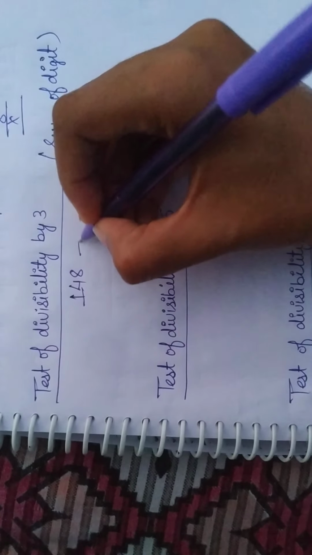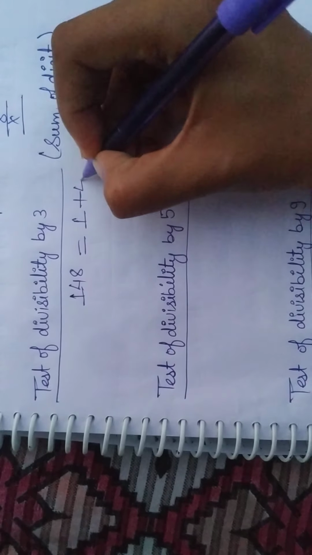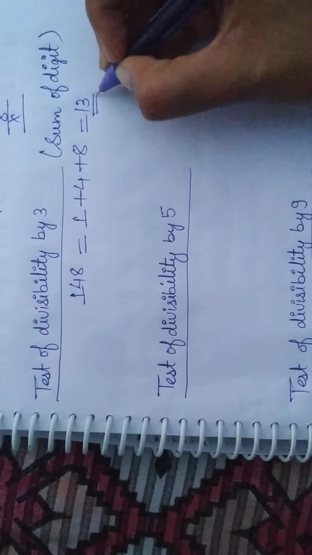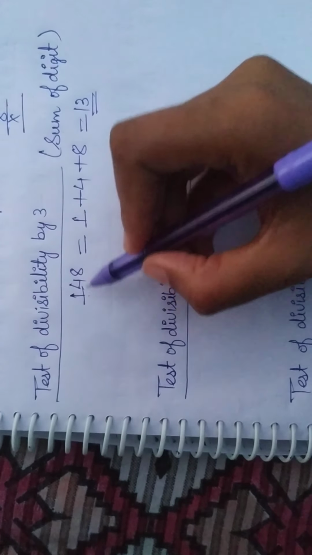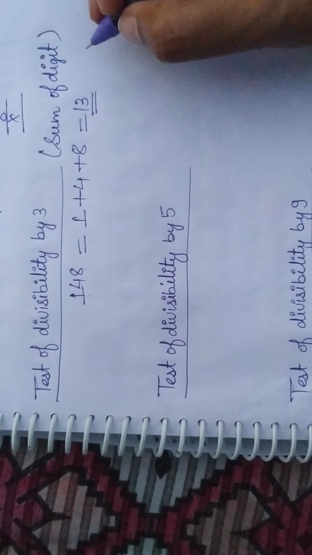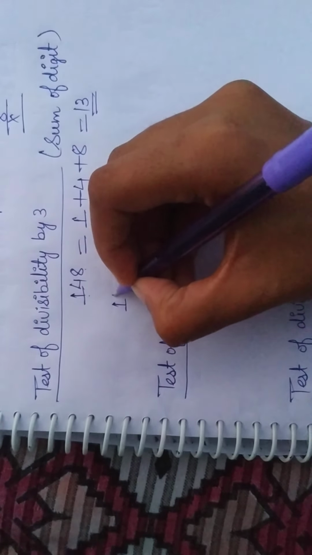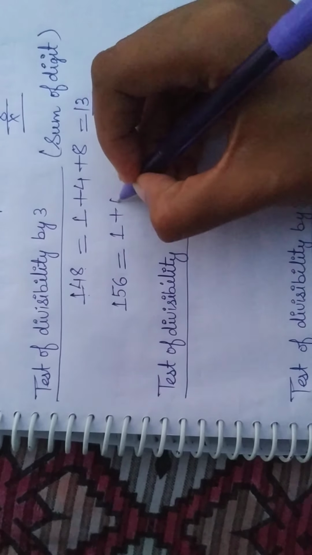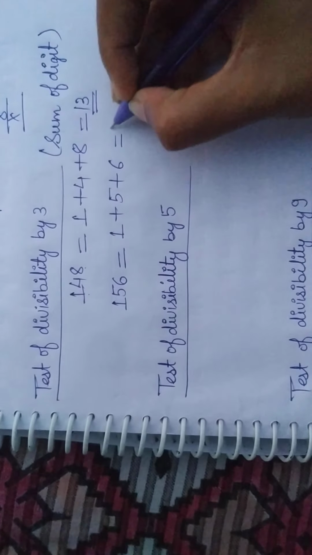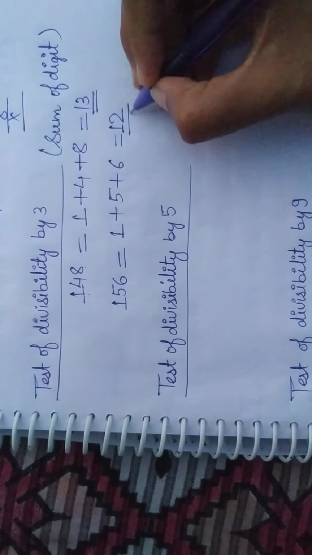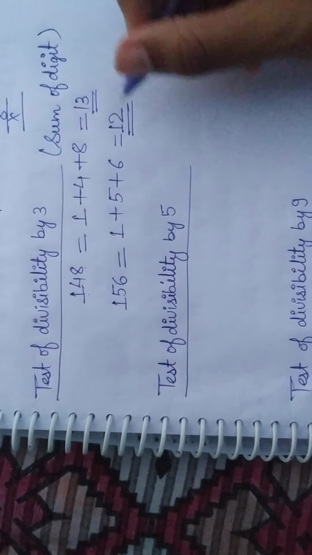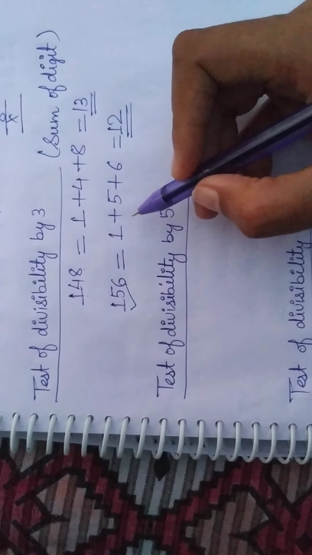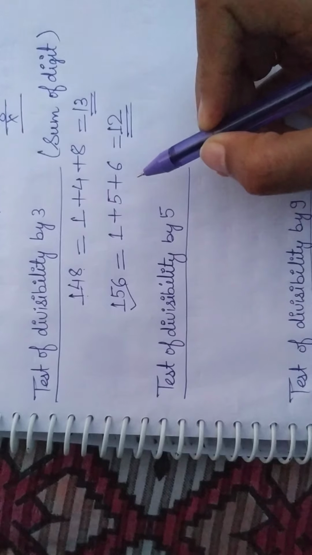In 148 we will simply add all the digits, 1 plus 4 plus 8. So 1 plus 4 plus 8 will be 13, and 13 cannot be divided by 3. So we can say 148 is not divisible by 3. Another example I can show you, 156. So in 156 we will add all the numbers 1 plus 5 plus 6. 1 plus 5 plus 6 will be 12, and 12 is divisible by 3. So we can say this number can be divided by 3. So for checking the divisibility test of 3, we have to add all the digits of the given number.